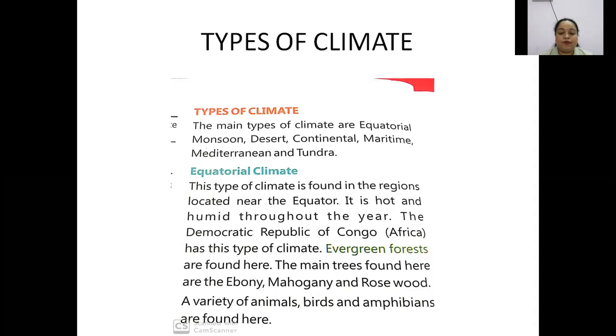The main trees found here are ebony, mahogany, rosewood, and a variety of animals, birds and amphibians are found here. A large variety of animals, amphibians and reptiles, because forest is there and water is there, so a large variety of animals and birds are found in these dense forests. Understood?